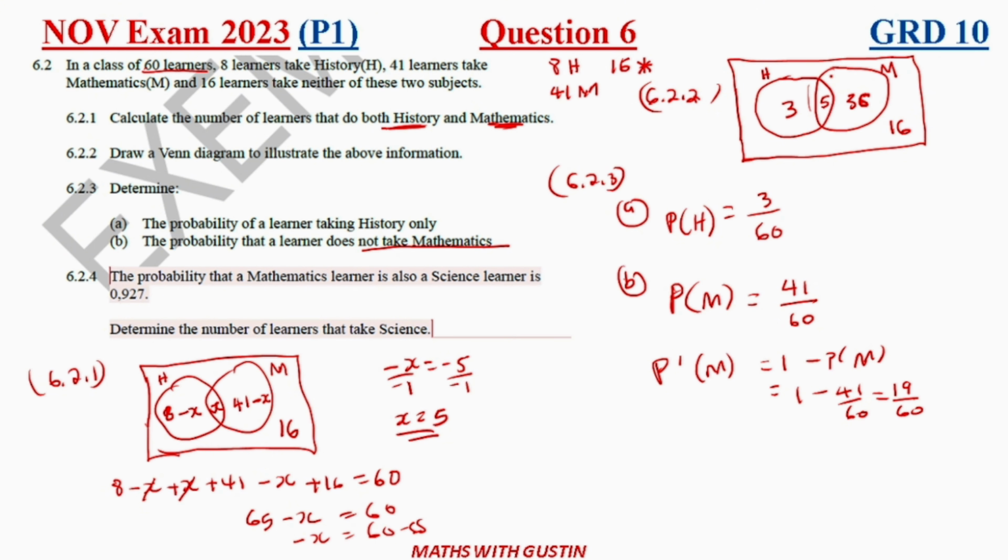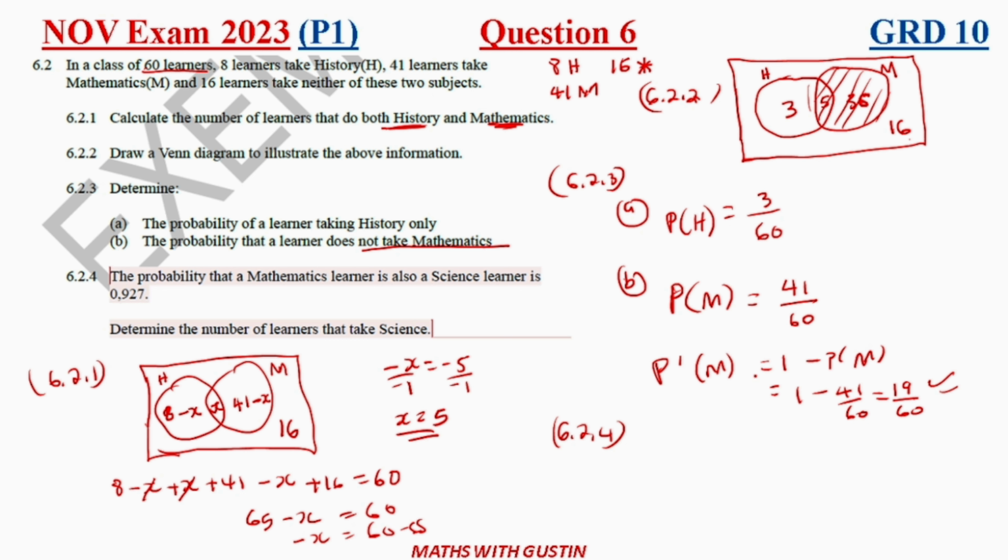Or you can do it this way, guys. You can come here and say those learners who do maths are 41. So how many learners are left? Those that are left are the ones who are not doing maths, which is 3 plus 16, which also gives you this 19 here. Okay, you can do it like that as well. Remove those who do maths, and the ones that are left are the ones who are not doing maths. All right, so now let's move on.